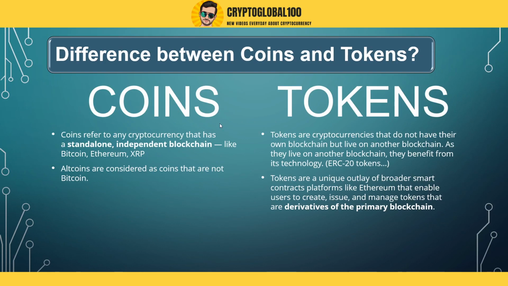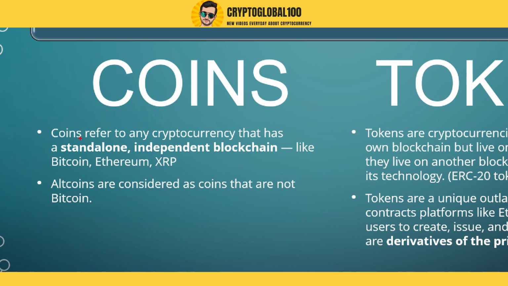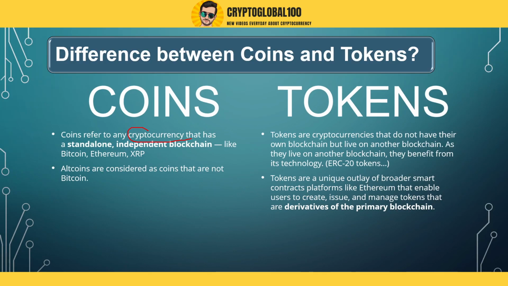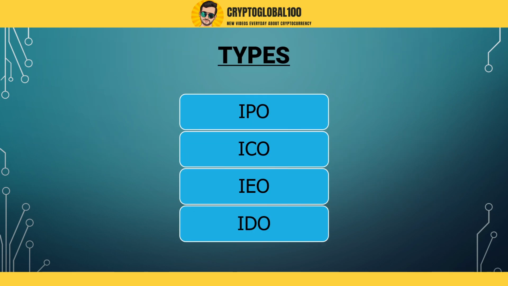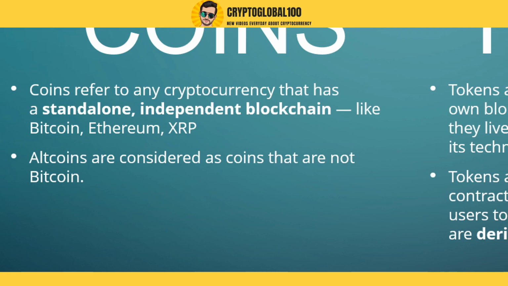Before moving on to IDOs and IPOs, I want to tell you the difference between coins and tokens. It is a minor difference, not a huge one. A coin refers to any cryptocurrency that has a standalone, independent blockchain, like Bitcoin, Ethereum and XRP. You get the idea of what I want to tell you. All cryptocurrencies that are not Bitcoin are considered altcoins.